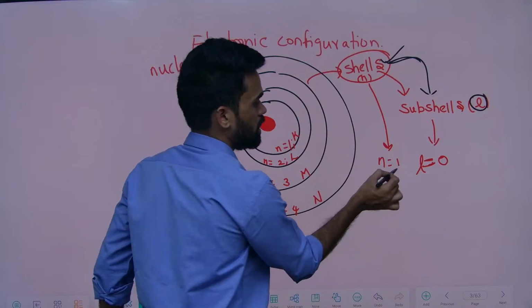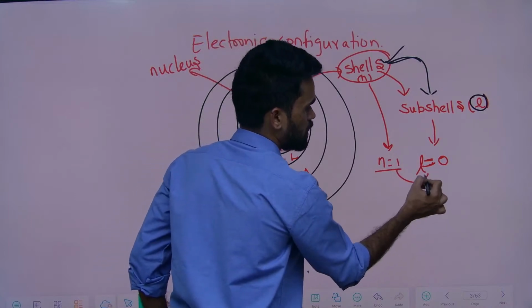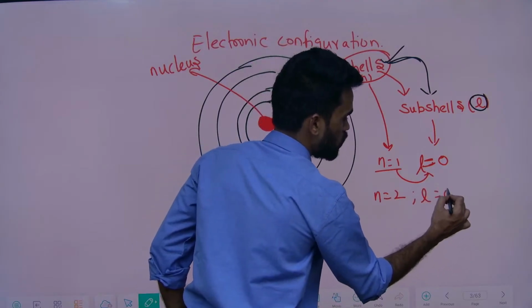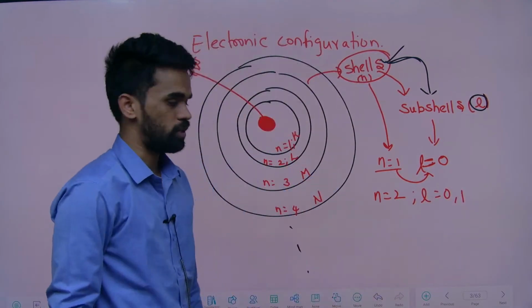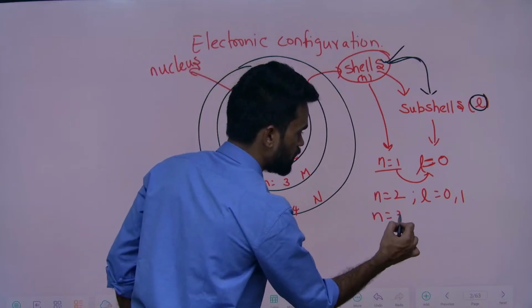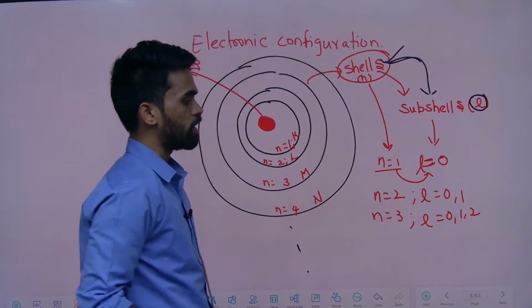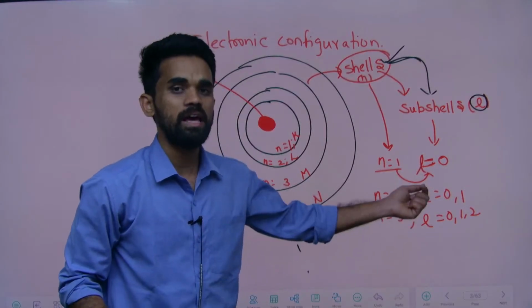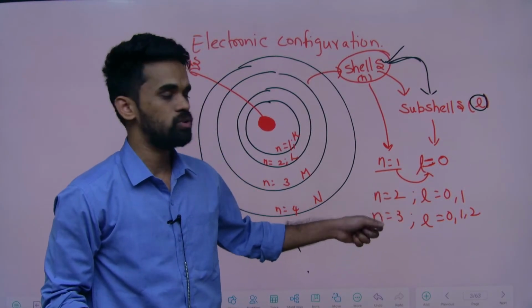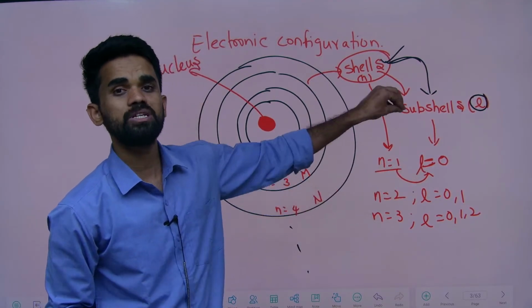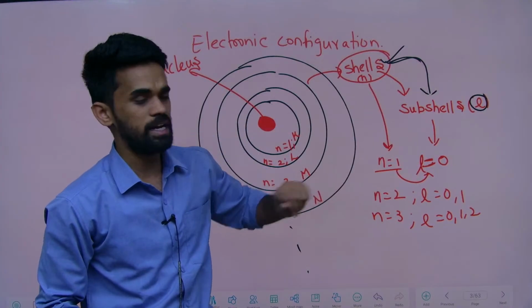If n equals to 1, l can be 0, and if n equals to 2, l can be 0 and 1, like that you need to write. If n equals to 3, l can be 0, 1, 2. So always the l value will be lesser than the n value. Always the subshell number will be lesser than the shell number, because subshells lie in the shell. You can understand it like that.